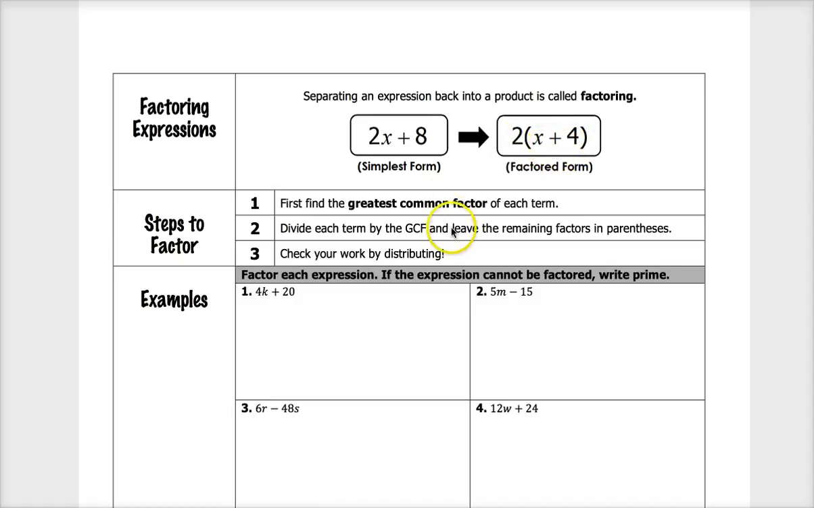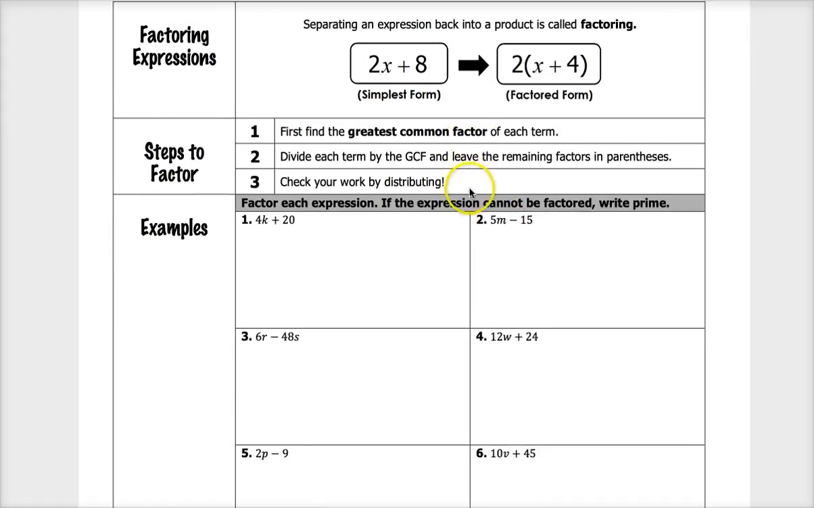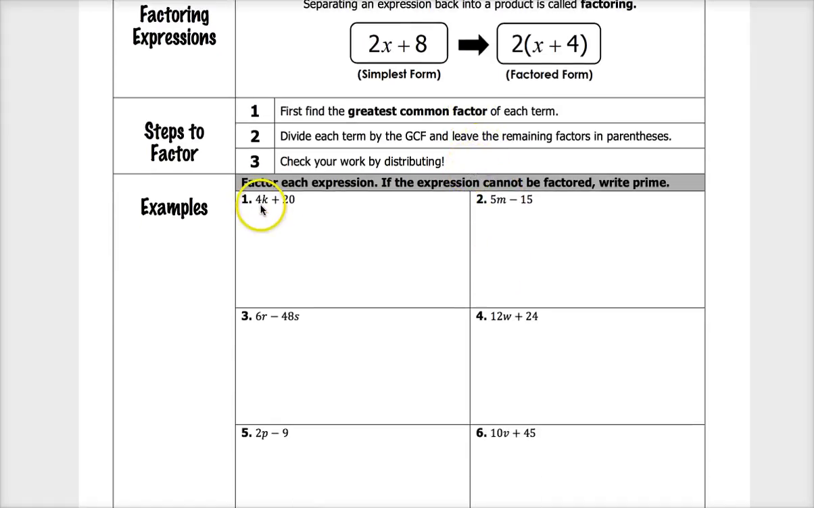Okay, so we're going to practice that now with the following examples, so this makes a little bit of sense hopefully by the end of the video. So number 1, we have 4k plus 20. So to factor this expression, I'm going to look at the coefficients. That would be 4 and 20. The GCF of those is 4, so I'm going to place a 4 here on the outside of my parentheses.